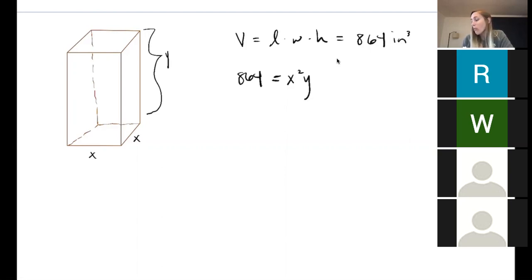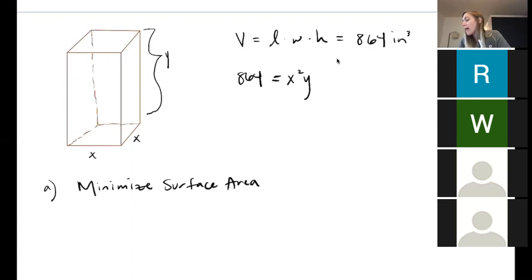Okay. So part A asks, what dimensions will give a minimum surface area? So that means that we are trying to minimize the surface area of the box. Now, part A isn't asking for the minimum surface area. I believe part B does ask for that. But part A is asking us for the dimensions that would minimize surface area, but we're still minimizing surface area. That's the quantity that we are trying to optimize. And in this case, minimize.